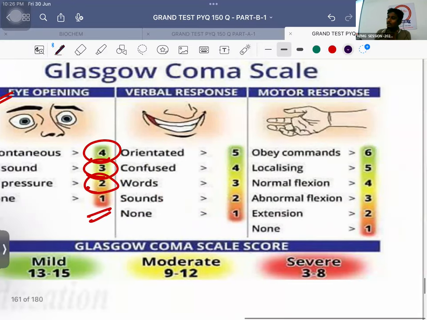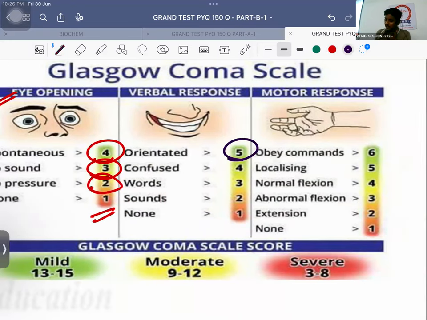If the patient is oriented to time, place and person, it is V5. Patient is confused, it is V4. If the patient is only speaking inappropriate words, gali pe gali de raha hai, V3. If the patient is only making incomprehensible sounds, V2. And no sound, V1. If the patient is obeying command, M6.